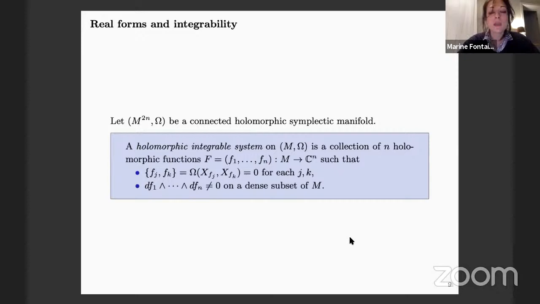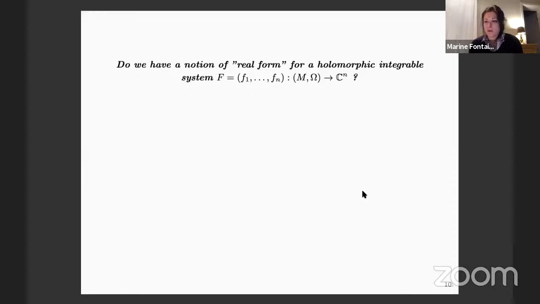So when you have a holomorphic system, usually we think of F1 as being the Hamiltonian H, and the other F_i's are the integrals. So these are quantities that are constant along the motion of F. So sometimes we call F1 the Hamiltonian, and the others first integrals of H. And how can we define a real form for a holomorphic integrable system? Well, you can expect that you will say, as before, that the Hamiltonian, the first one, will leave some symplectic real form invariant. But it would maybe be too strong an assumption to ask that all the other integrals preserve that real form. So it's quite reasonable to ask just that F1 leaves a real form invariant.